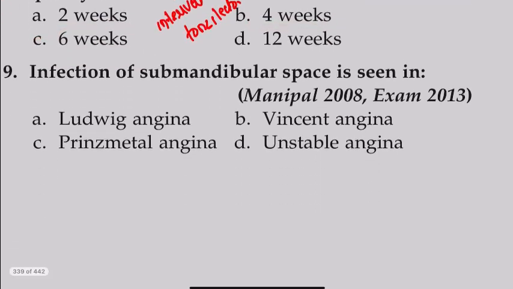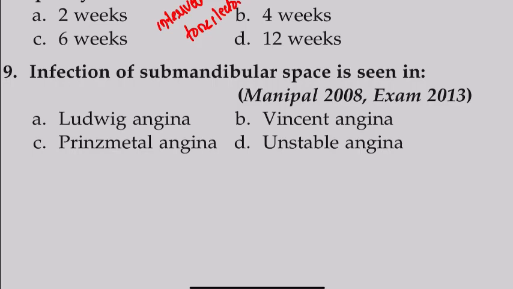That's it. Infection of submandibular space is seen in, now where is infection of submandibular space seen? It is seen in Ludwig's angina, right? Ludwig's angina is infection of submandibular space, floor of mouth, right? Okay, now talking about Vincent angina, it is ulcerative gingivitis along with involvement of tonsil, right? Vincent angina is a differential diagnosis of membrane over tonsil. It is not Ludwig's angina, right? Ludwig's angina is related to infection of submandibular space, right?